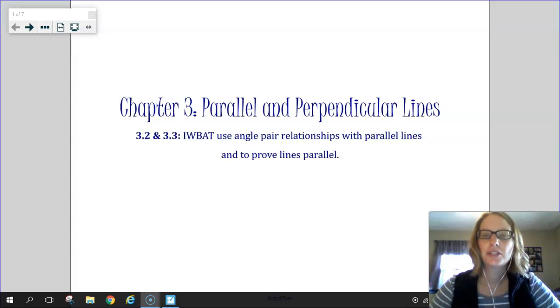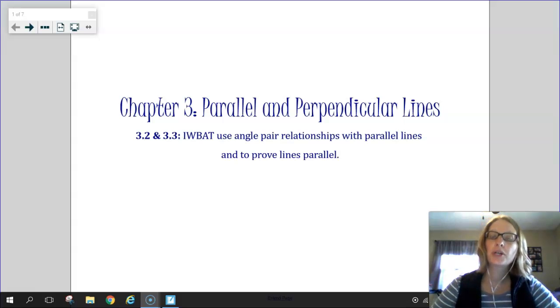Hi everyone, this is your second lesson for Chapter 3, Parallel and Perpendicular Lines. Your notes today should be titled 3.2 and 3.3. With the learning target, I will be able to use angle pair relationships with parallel lines and to prove that lines are parallel. Make sure your notes are titled with the section 3.2 and 3.3 before moving on to the next slide.